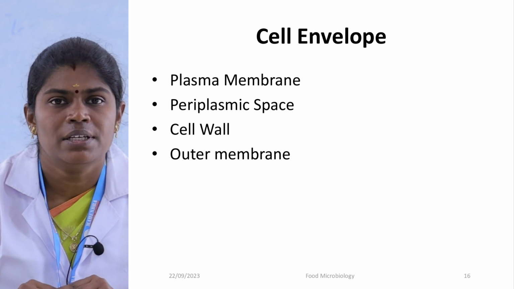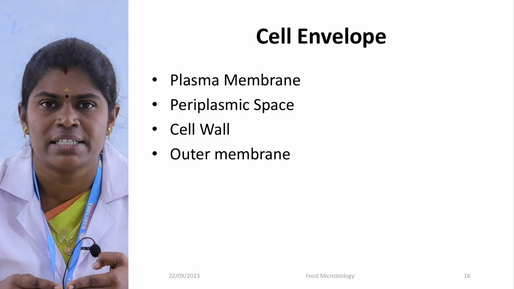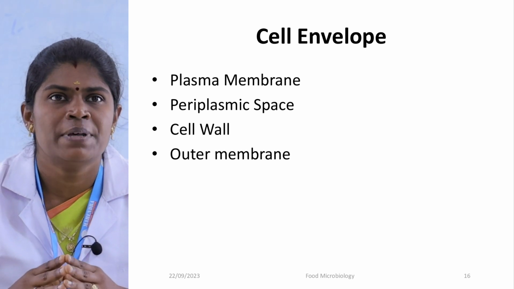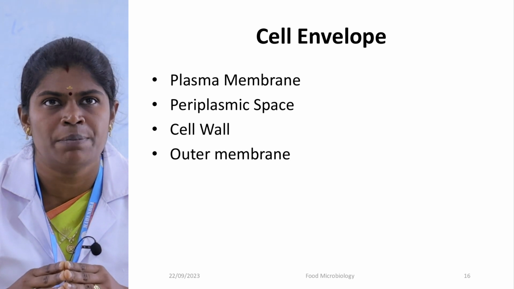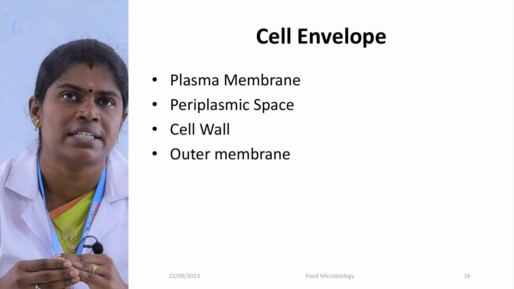Cell envelope. Already we have seen some internal structures of the bacteria. Next one is the cell envelope: plasma membrane, periplasmic space, cell wall, and outer membrane. These are the cell envelope layers present in the outer part of the bacterial cell.